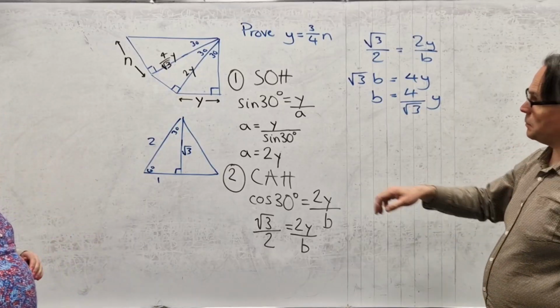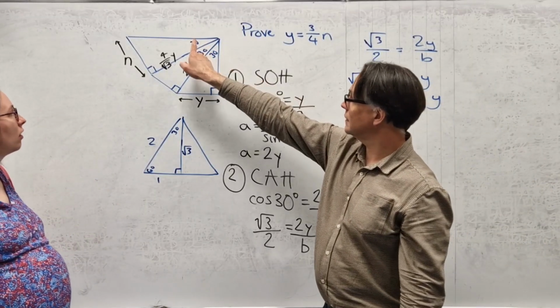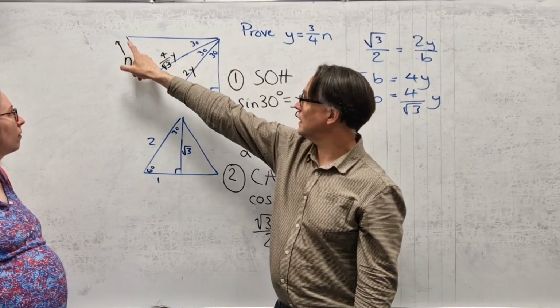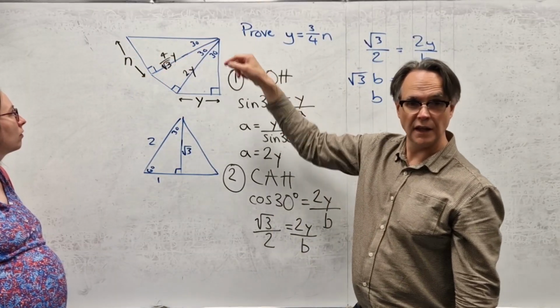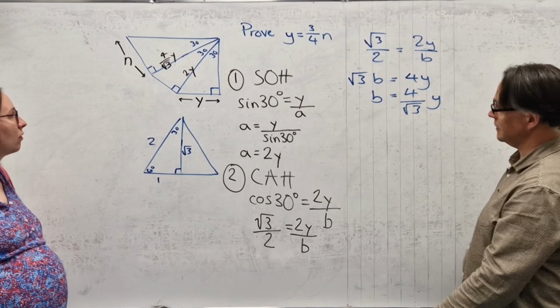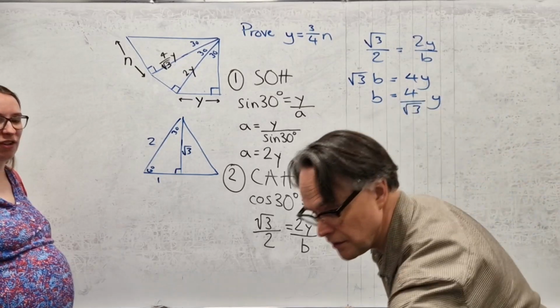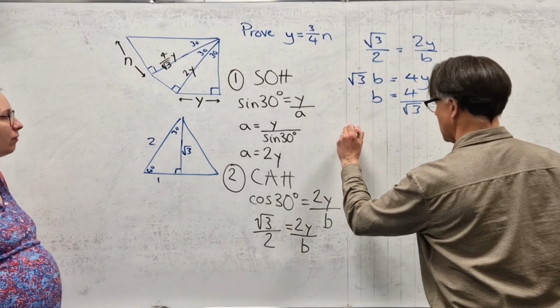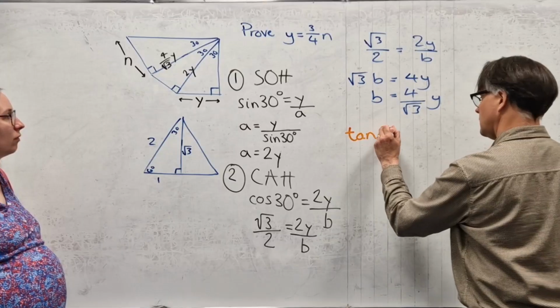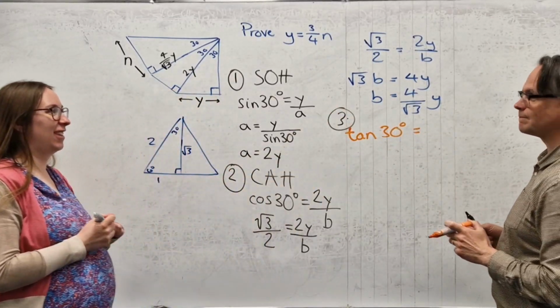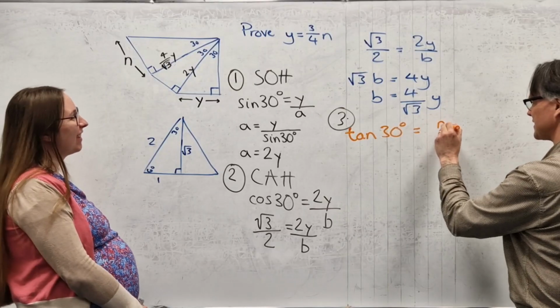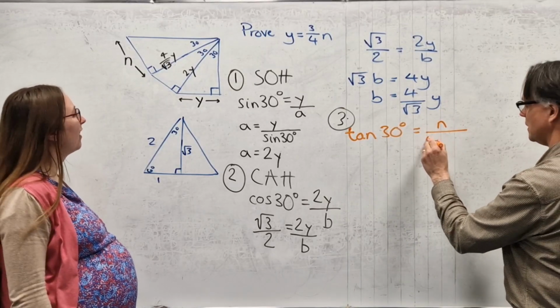Okay. And then we've got the last bit, so we've got the tan of 30 is n over that, because it's opposite over adjacent, isn't it? So we've used sine, cos and tan in this, using this particular method. So let's just say tan of 30 equals opposite over.